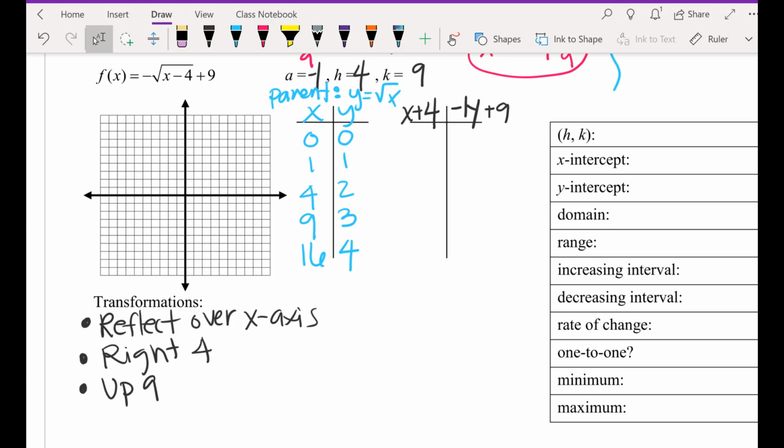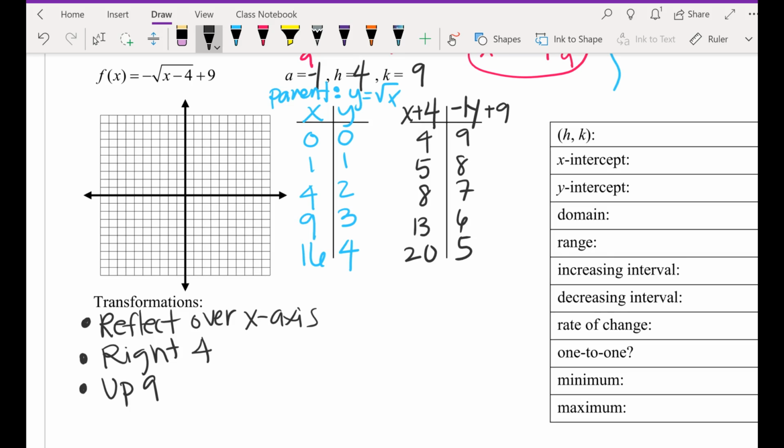So when you transform it, what are now, Claire, the 5 new inputs, honey? 4, 5, 8, 13, 20. Are those the right inputs? Yeah. Okay. And then 5 new outputs. Bella, what did you end up with? 9, 8, 7, 6, and 5.